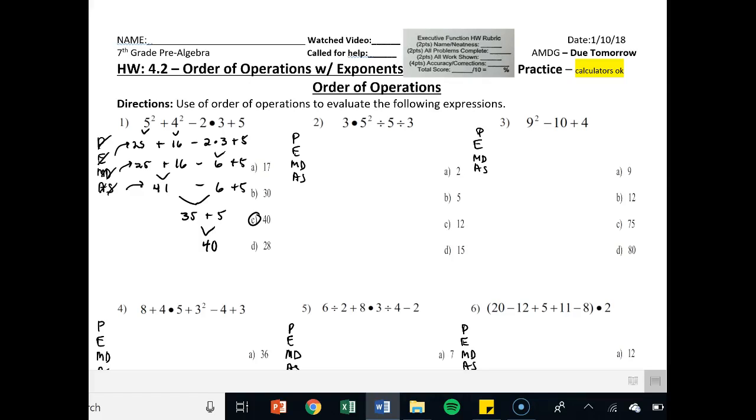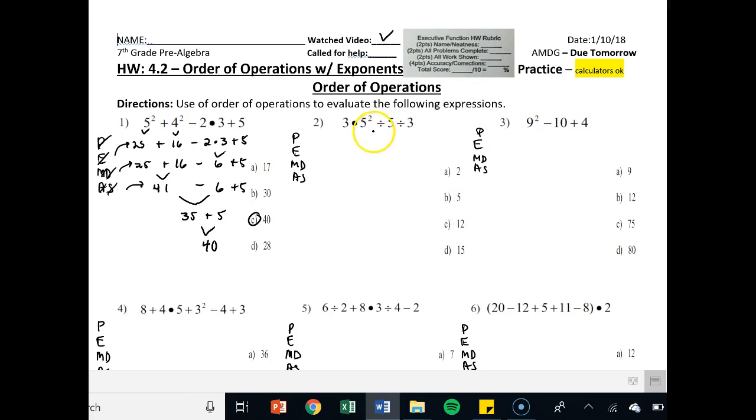Welcome to Homework 4.2, Order of Operations with Exponents. You've watched the video. You may go ahead and check off. It's due tomorrow. Calculators are okay, but you must show all work. What does all work look like? It looks exactly like number 1, where I've written out the PEMDAS, gone through each and every step until I've gotten down to one number. Answer choices are on the side.